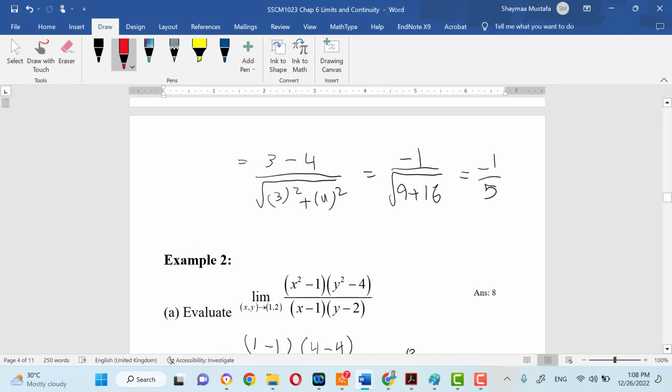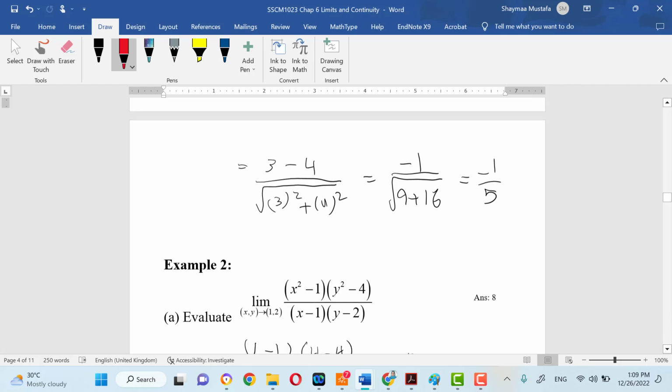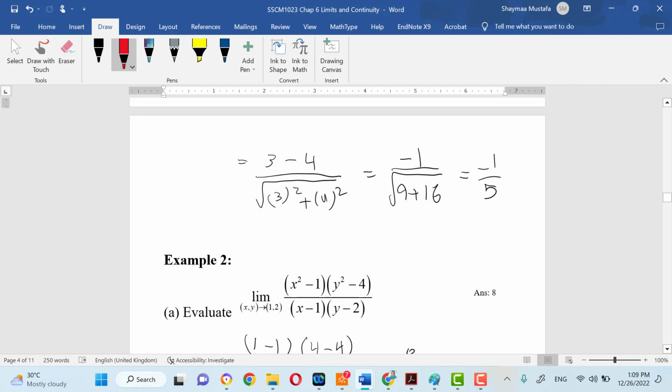Okay, I need to calculate the limit of (x² − 1)(y² − 4) over (x − 1)(y − 2) as (x, y) goes to (1, 2). I will go for direct substitution first: I will replace x by 1 and y by 2.